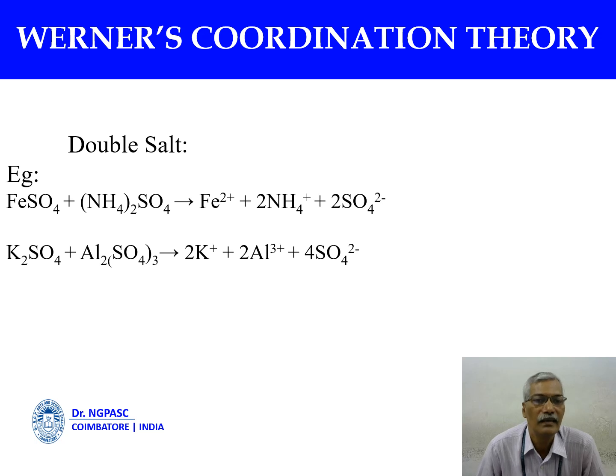See that the ferrous sulfate and ammonium sulfate, upon ionization, will give you Fe2+ ion, NH4+ ion, and SO4 2- ion. Similarly, when we come to the next salt, the potassium sulfate and aluminum sulfate combination, potash alum, we know it is used to bring about sedimentation of the clay-like particles present in water. When added to water, it provides all the constituent ions present in it, like K+, Al3+, and SO4 2-.